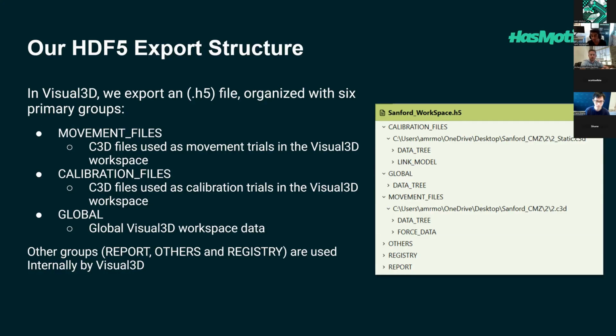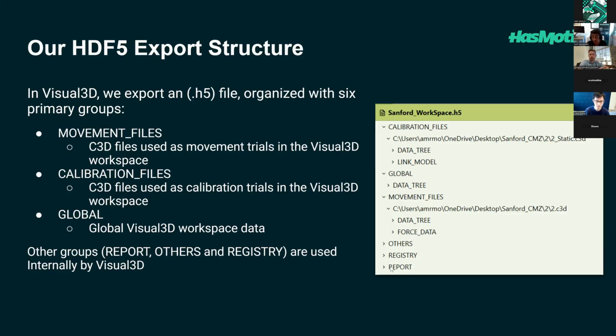We also have another primary group called calibration files. This contains the static trials that have been used for marker-based motion capture systems. And we have another group called global. This global group basically stores the information that is common between all the different C3D files, and it has the same exact structure as the calibration trials and the movement files, but across all subjects.